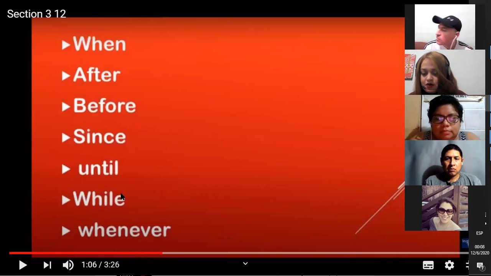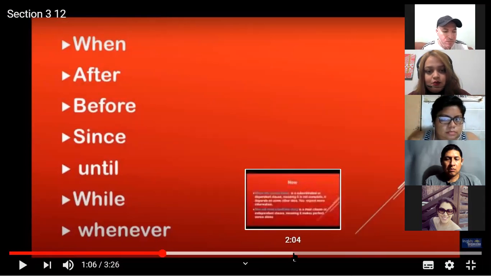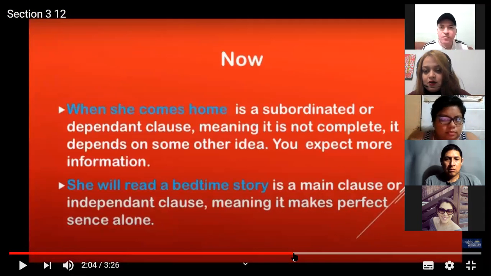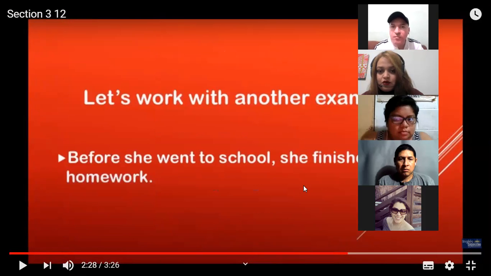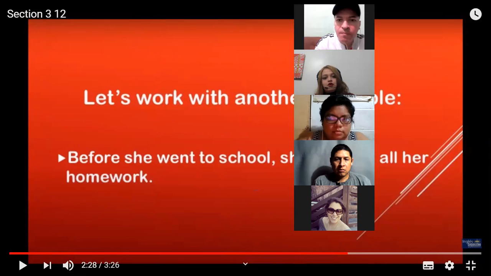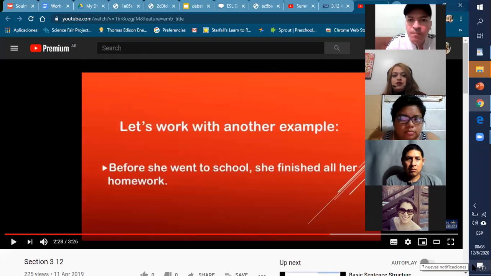There, I have the picture. And I'm sending it. We're going to write sentences starting with this, or you can put it in the second part of the sentence, right? Before she went to school, she finished all her homework. So you're going to put it at the beginning with a comma, and if you change the position of it, without a comma, okay? Let's work on some examples.